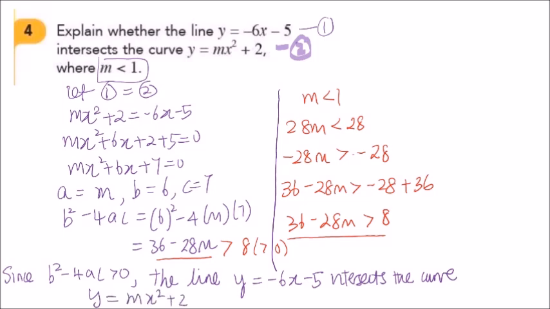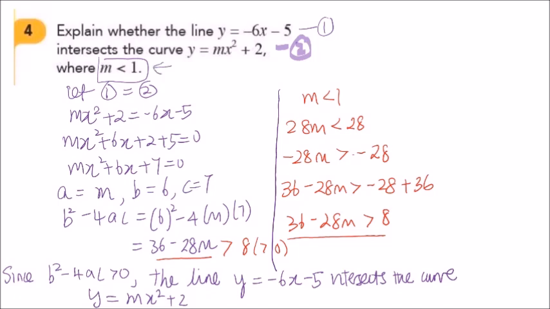Right, so to summarize what we have just done: we are not told that the line and the curve will intersect each other. We are supposed to prove it. Hence, you can't use b squared minus 4ac more than or equal to 0 straight away. You can't. You have to find the value of b squared minus 4ac. However, we can make use of this information here, m less than 1, because it's given to you.